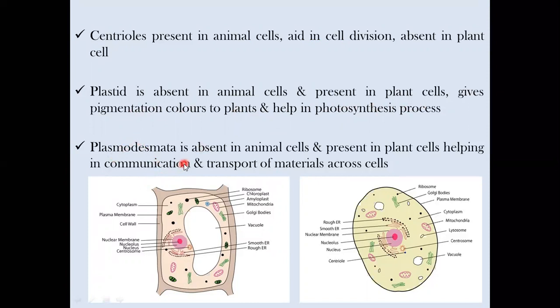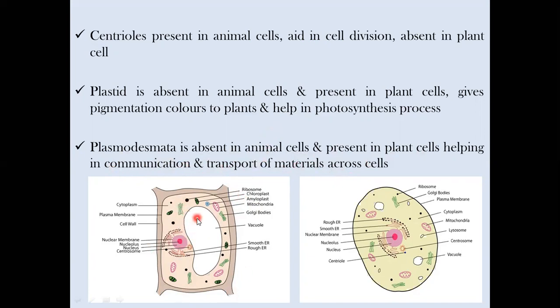Next is plasmodesmata, which are the pores present in the cell wall. So as we know, the cell wall is absent in animals, so plasmodesmata are absent in animals and present in plant cells. And the function of plasmodesmata is communication between cells and also transport of material across two cells. So these are some differences between plant and animal cells.